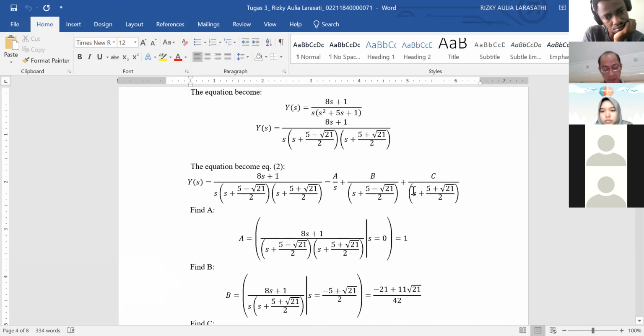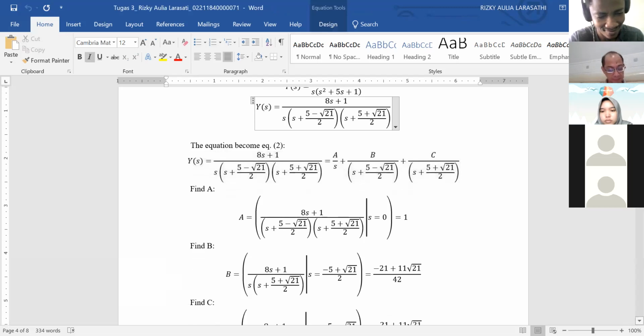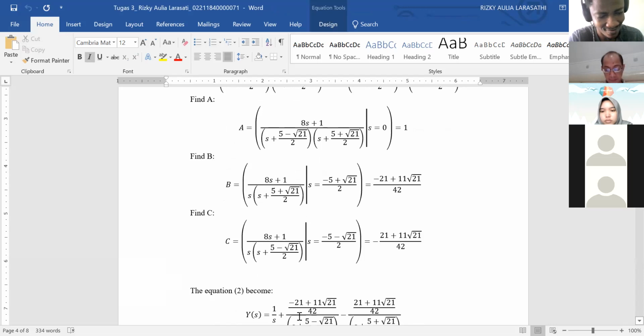And then the equation became like this, where Y(s) equals (8s plus 1) per (s plus 5 minus square root of 21 per 2) times (s plus 5 plus square root of 21 per 2), equal to A per s plus B per (s plus 5 minus square root of 21 per 2) plus C per (s plus 5 plus square root of 21 per 2). Then we have to find A, find B, and find C. We can get like this.